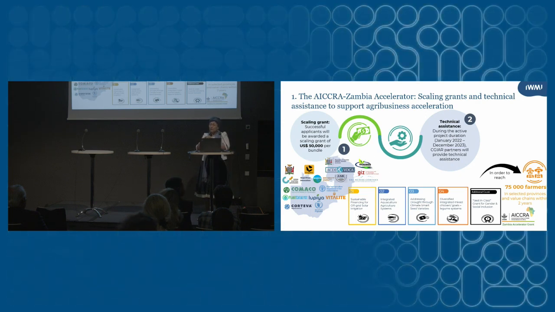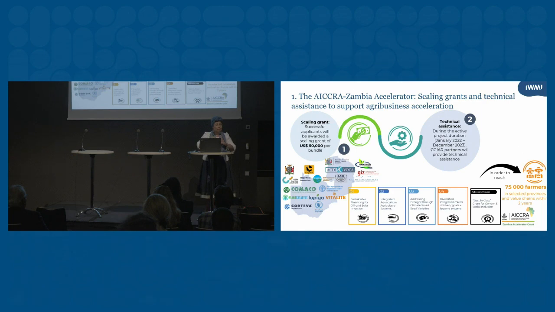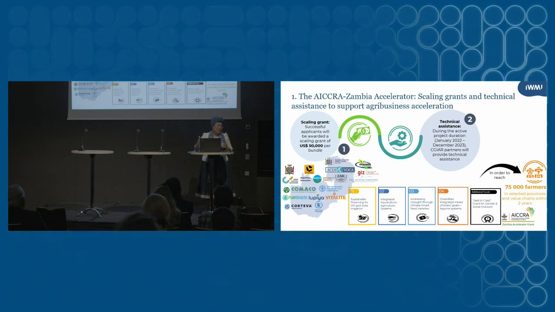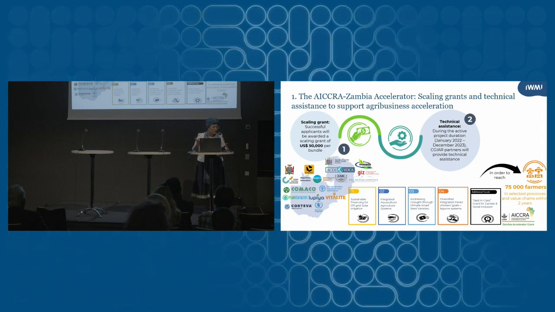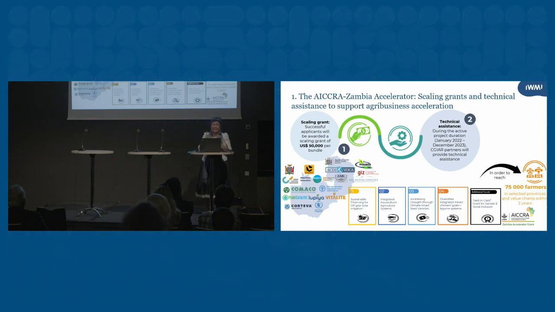We also bundle innovations and we bundle partners. We realize that the partner model is really the best way to scale and to help deal with all these complex realities on the ground. So this example of ICRA is providing scaling grants to these bundles of partners. We give $50,000 per partnership, but the ask is quite ambitious in that these partnerships have to reach 75,000 farmers with their innovation. If you think about it, it's less than a dollar a farmer. It is very ambitious, and that's why the partnership model and the scaling strategy is so important.